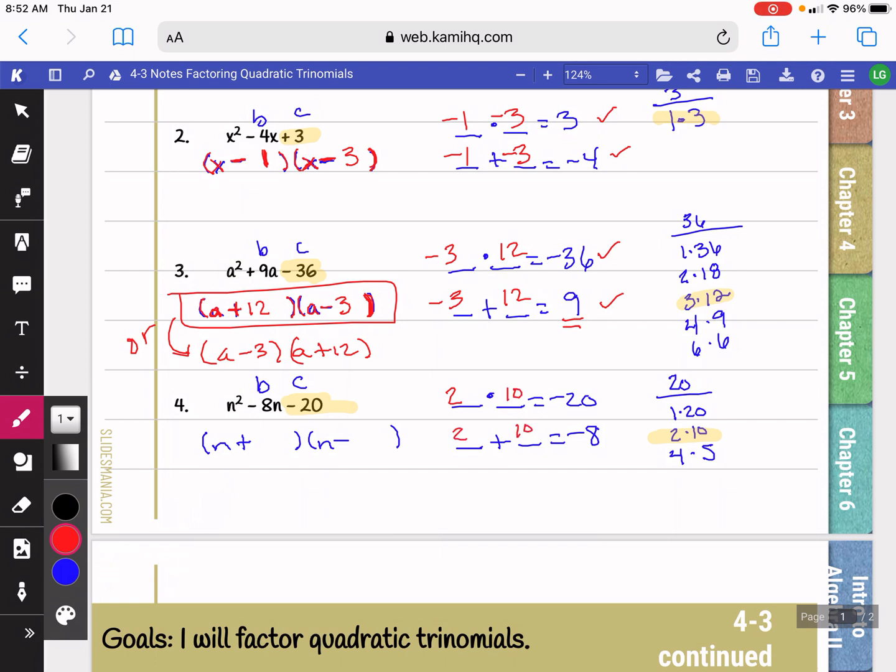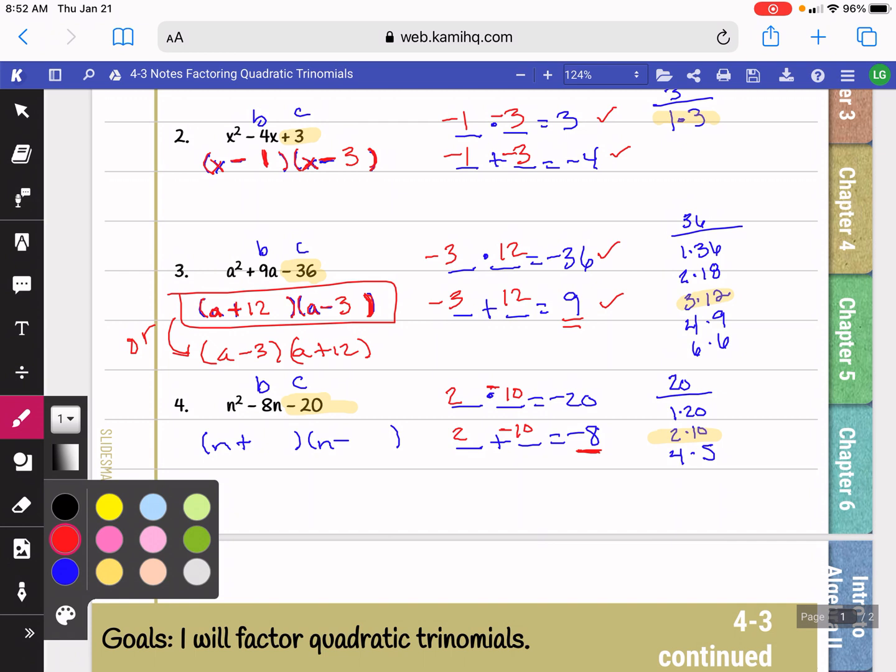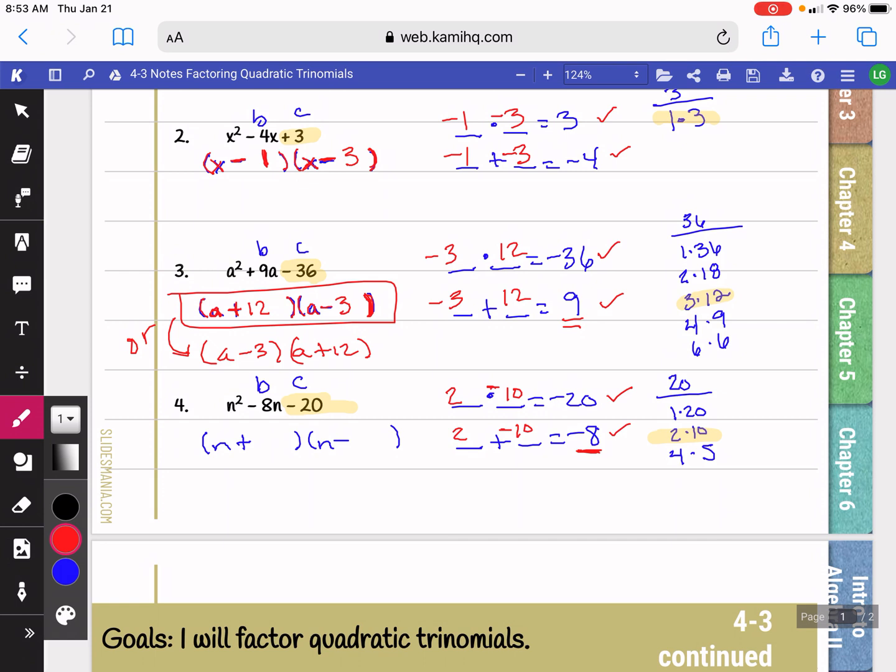Now that I have that filled in, remember they're going to have different signs. So one of them has to be negative. Remember, your bigger number is always going to match the b. So here my b is negative, so my bigger number has to be the negative. So now if I check, 2 times negative 10 is negative 20. 2 plus negative 10 is negative 8. Because when they're different signs, you subtract and keep the sign of the bigger number. So I would have a positive 2 and a negative 10. So my factors would be n plus 2 times n minus 10.